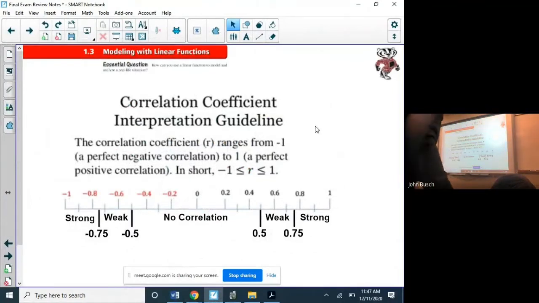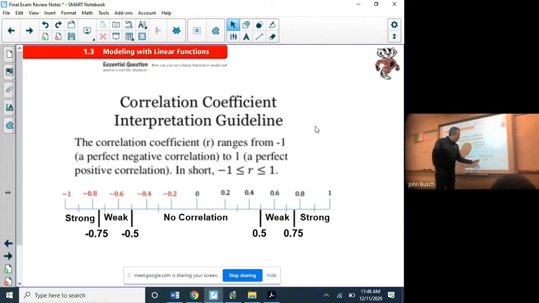Correlation coefficient. There's an interpretation. Remember, when we do a linear regression, you get a correlation coefficient. It's a number, and R is the variable for it, between -1 and 1. Depending on how close R is to -1 or 1 will tell you whether there's a correlation or not. If it's a number between -0.5 and 0.5, there's no correlation.